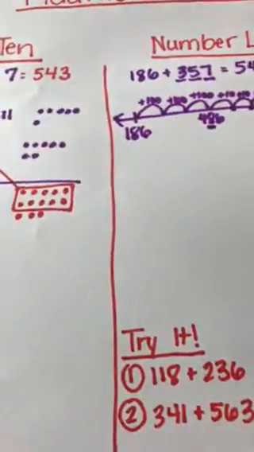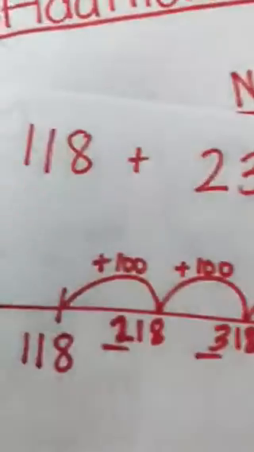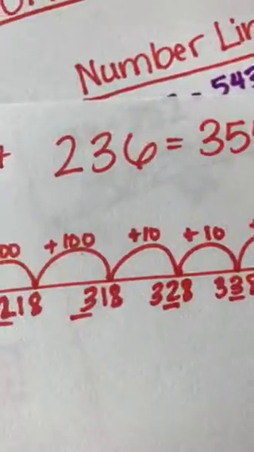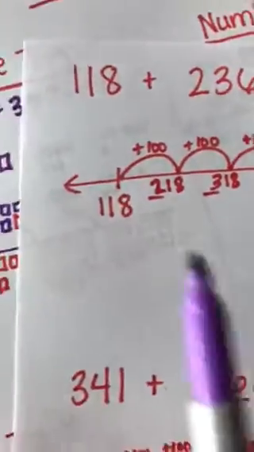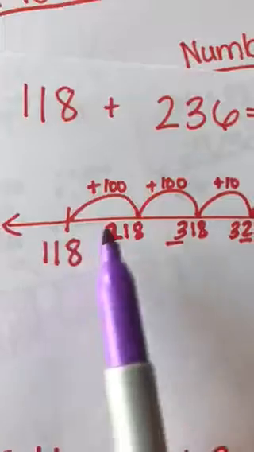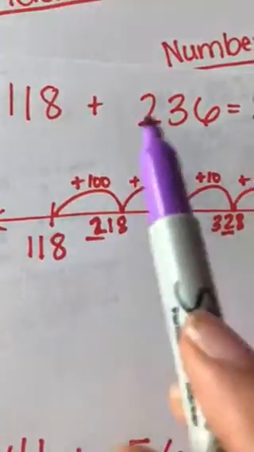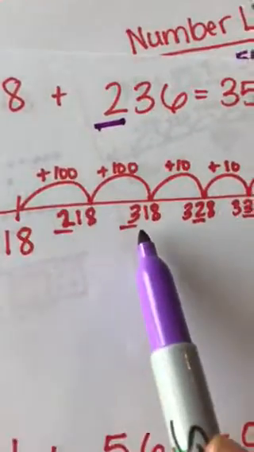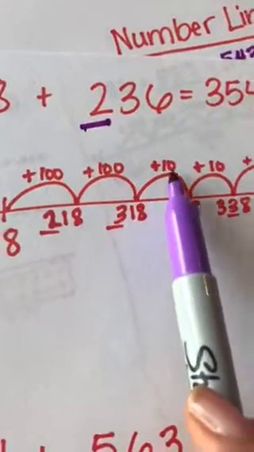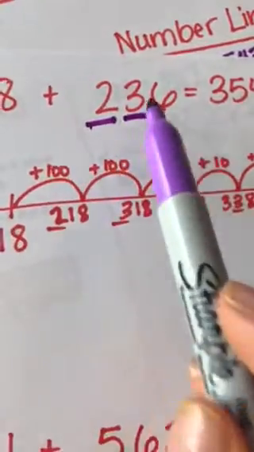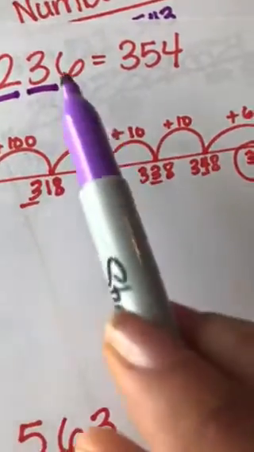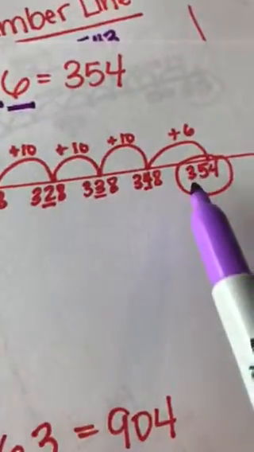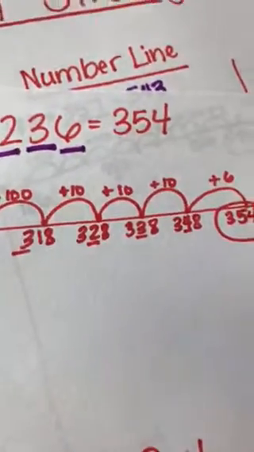Alright, great work. Check your work with mine. When you add 118 plus 236, did you get 354? I sure hope so. If you start with 118 and you add 2 hundreds, because there's 2 in the hundreds place, you have 318. Then you add 10, 20, 30. 3 tens, because there's 3 in the tens place. That gives you 348. Then we just have to add 6 ones, and that gives us 354. Great work. Try the last one.